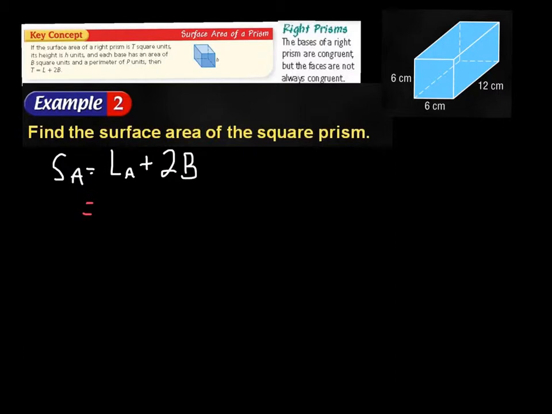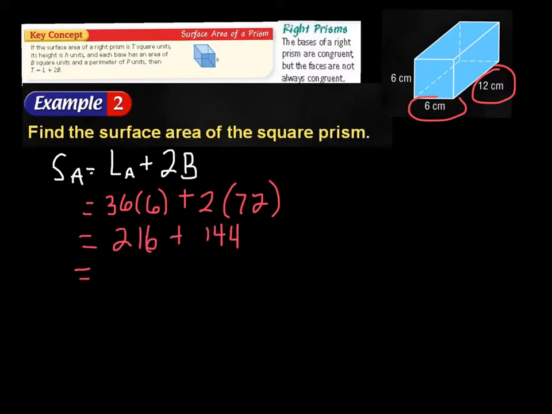Okay, so I'm going to first assume that the base is the bottom. So my base would be 6 by 12. My whole lateral area would be: the perimeter of my base would be 24 plus 12, so 36, times my height, which is currently 6. And then I need plus 2 times the area of the base, 6 times 12 is 72. And when we add 216 and 144, I get 360, and it was square centimeters.